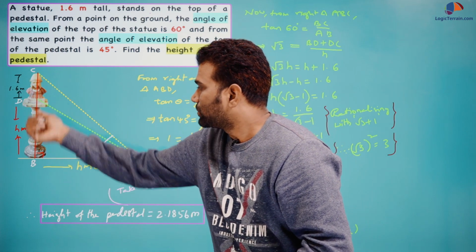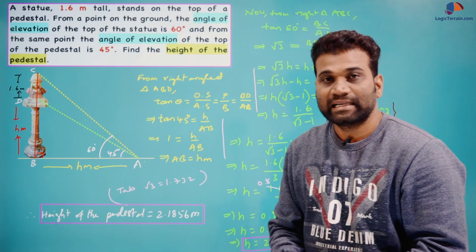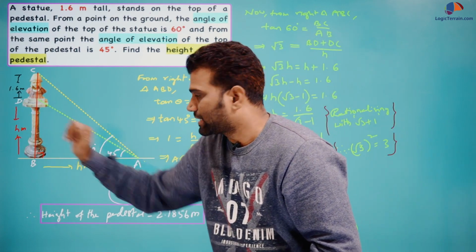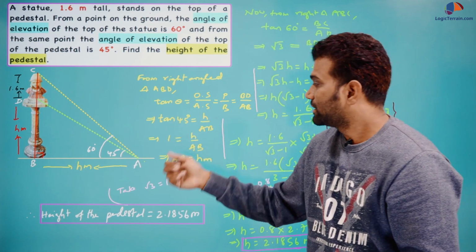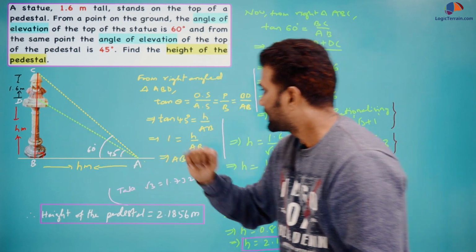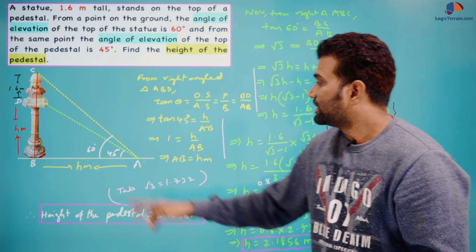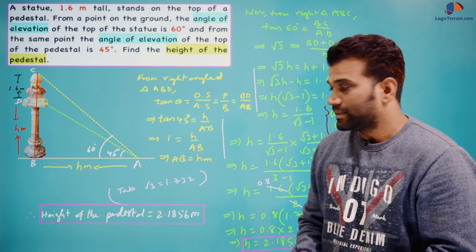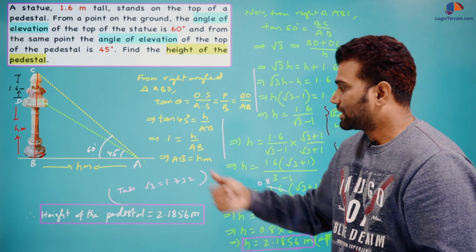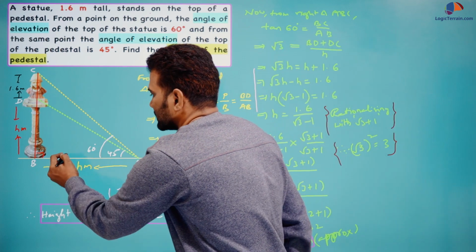So this length we know, and we need to find this length. Now we have two right angle triangles. Let us assume this length is height h, and we know this angle is how much? 45 degrees. Now by considering right angle triangle ABD, tan theta equals opposite side upon adjacent side. Here theta is 45 degrees, and tan 45 degrees is 1, which equals h upon AB. So AB equals h, which means this length is equal to this length.